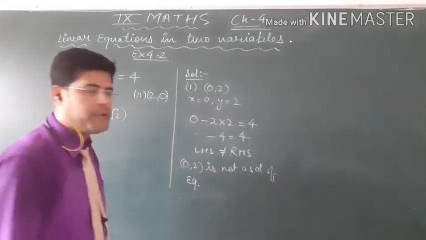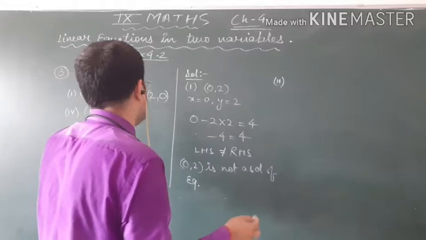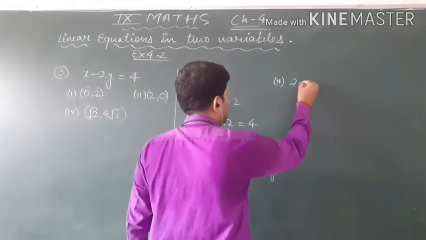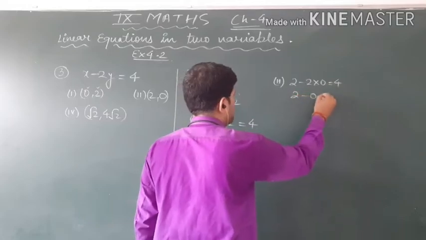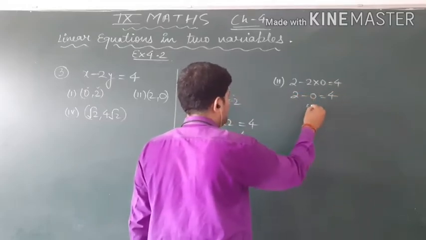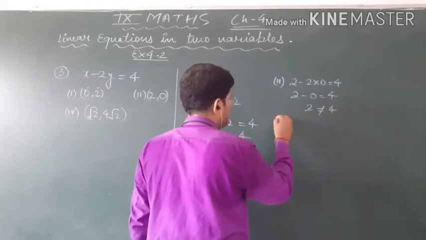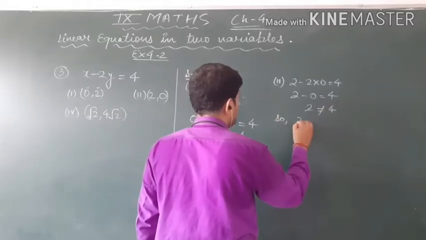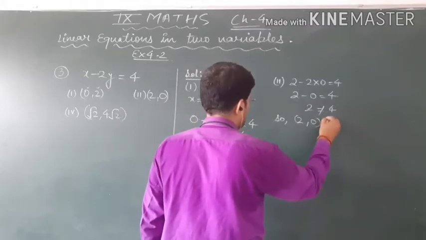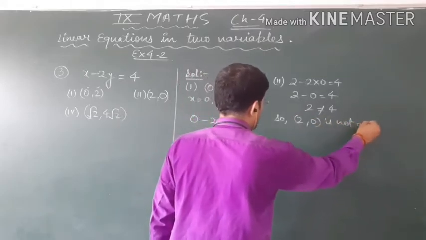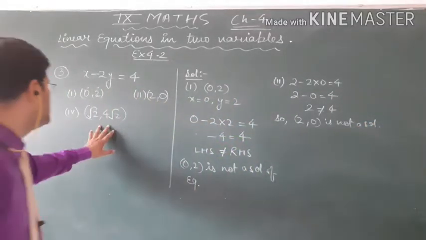Now move to the second part, and it is (2, 0). Now put that, 2 minus 2 into 0 equal to 4, then 2 minus 0 equal to 4, and here 2 equal to 4. It is not equal, so we can write (2, 0) is not a solution.